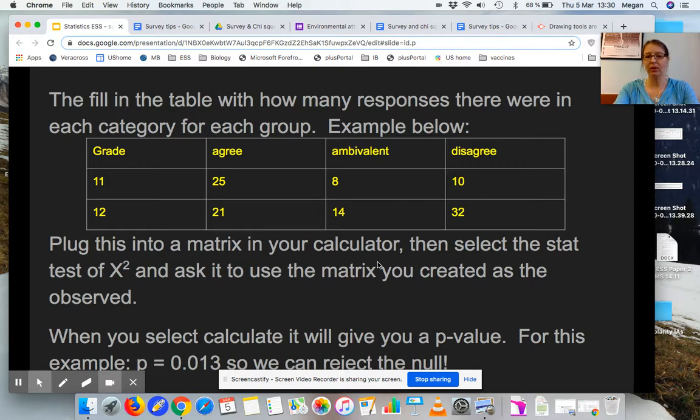So in this particular example, the p-value is 0.013. Because of that, we can actually reject the null. That means that if you're in 11th grade, you might respond differently to this survey than you would if you were in 12th grade. And then you can look at the numbers and say, well, 11th graders seem to agree more often than the 12th graders did. They tended to disagree less often and were ambivalent less often. Okay. So that would be question by question.